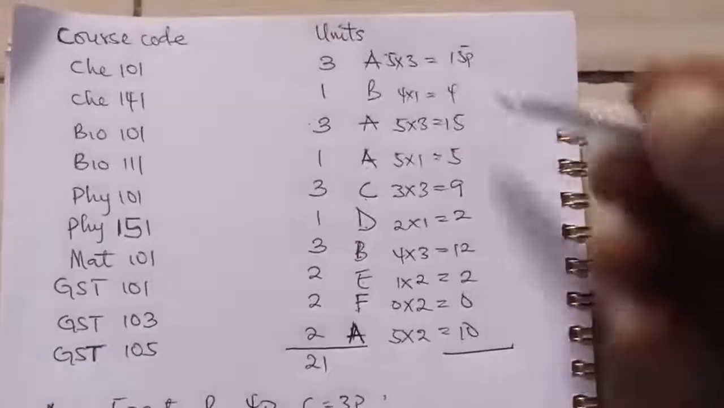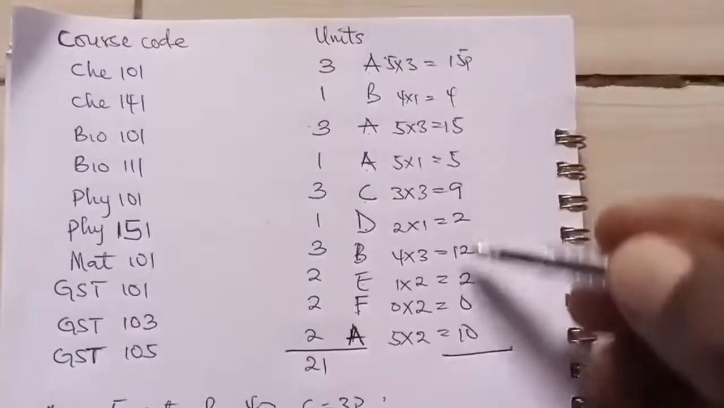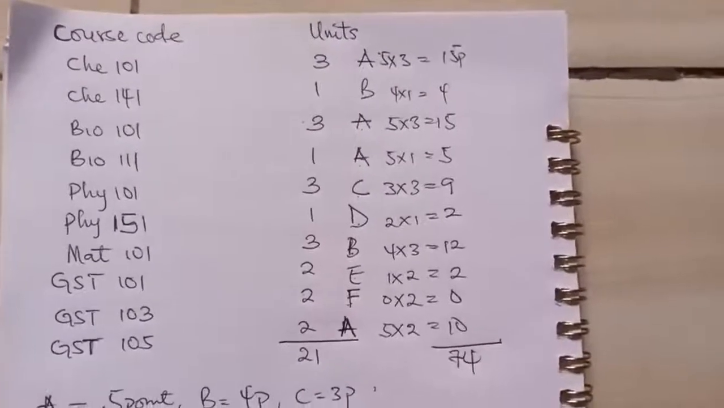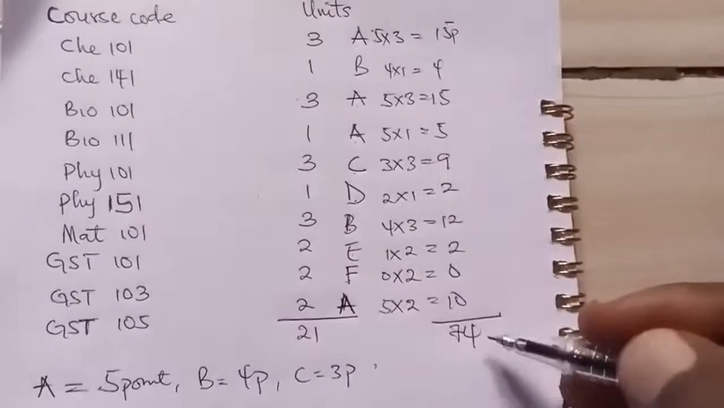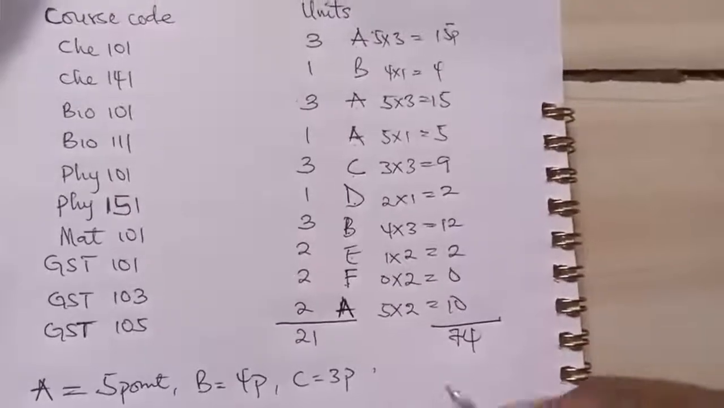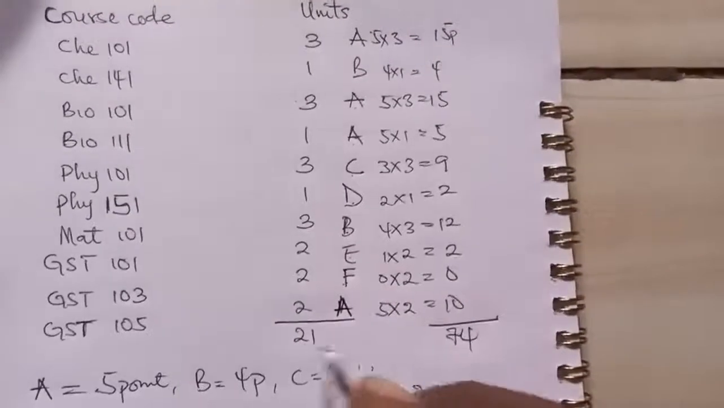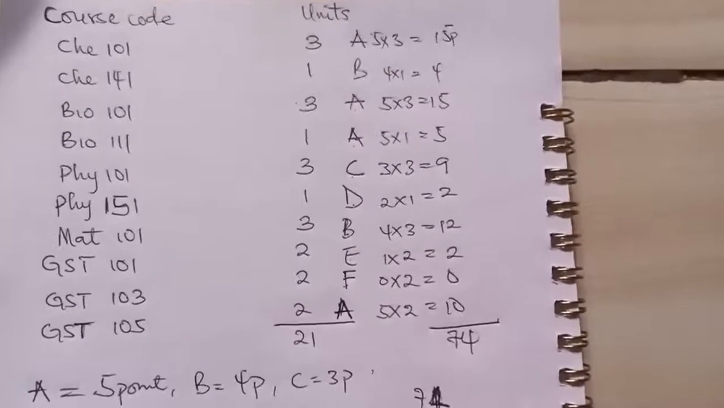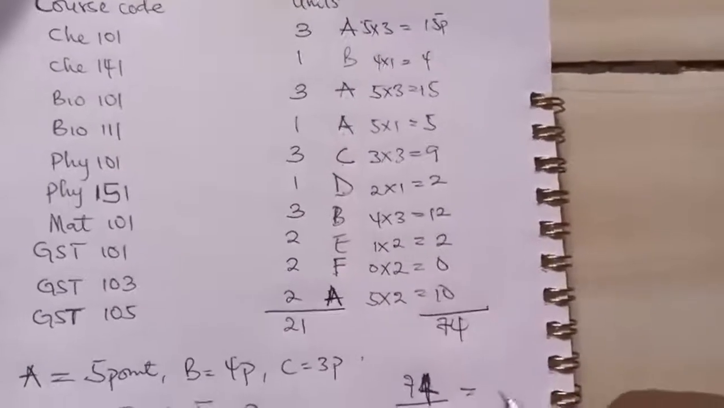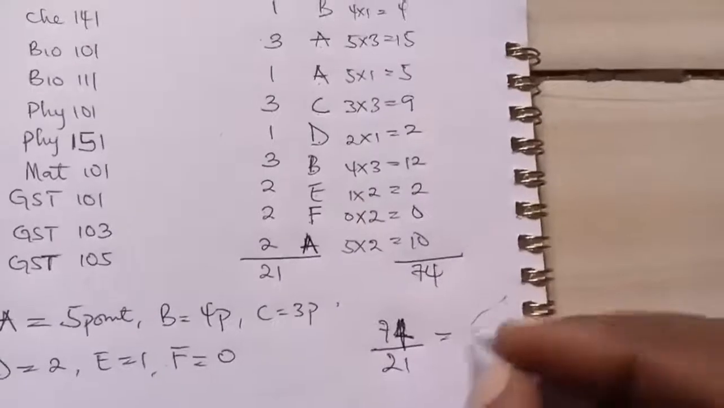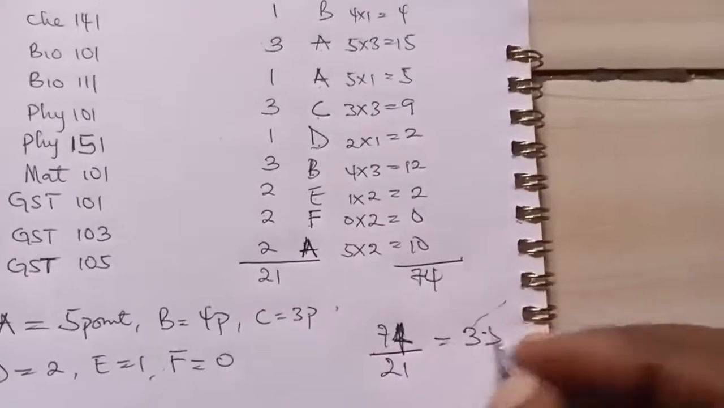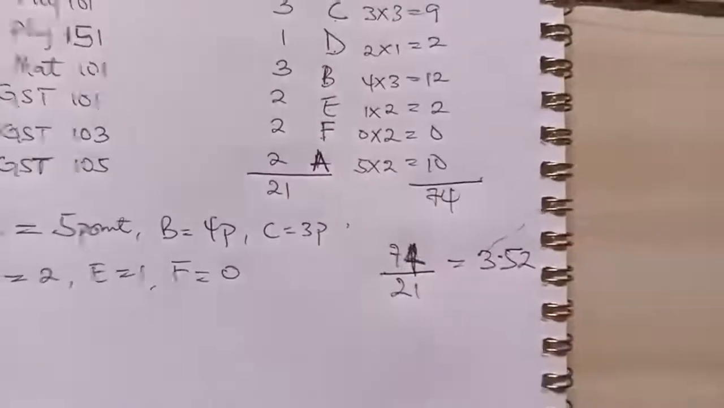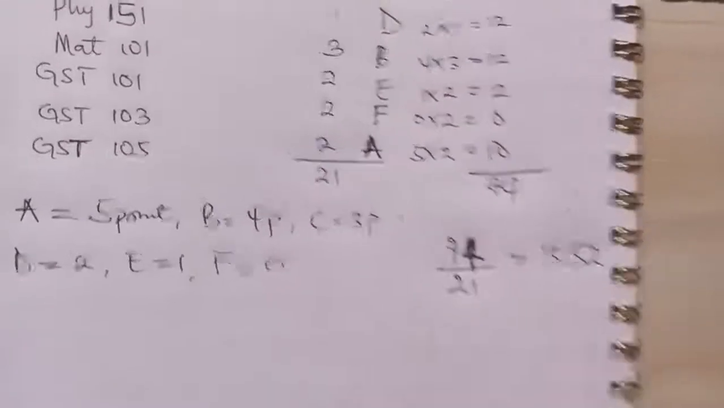So what you will now do is add all the points. If you add all of this, you're going to get 74. So this is the total points for that semester. The person will now divide it by the total number of units. 74 divided by 21 is about 3.5, precisely 3.52. Now, what's the meaning of this?